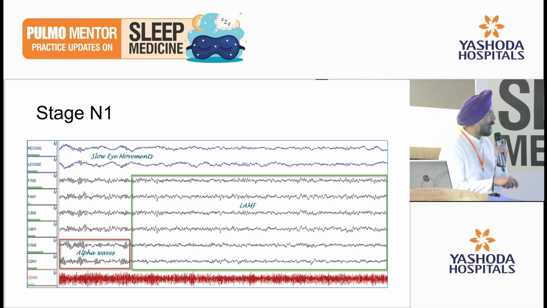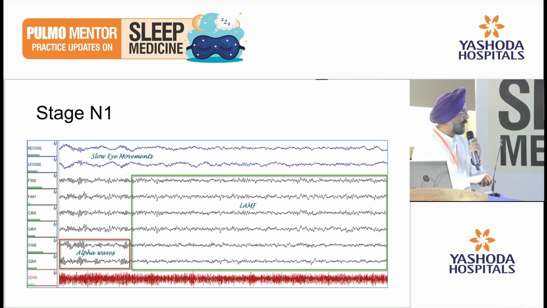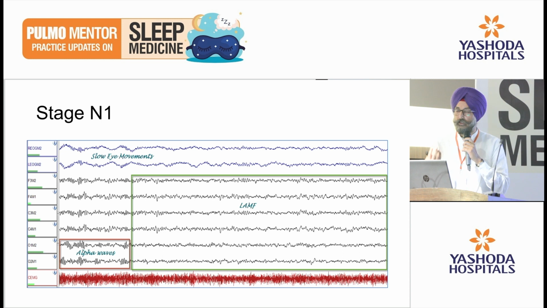For stage N1, alpha waves need to be replaced by low amplitude mixed frequency activity. If alpha waves are replaced by low amplitude mixed frequency activity for more than 15 seconds, you score that epoch as N1. What you see here, there are alpha waves in the first 5 to 6 seconds, and then for the rest of the 24 seconds, you have LAMF.